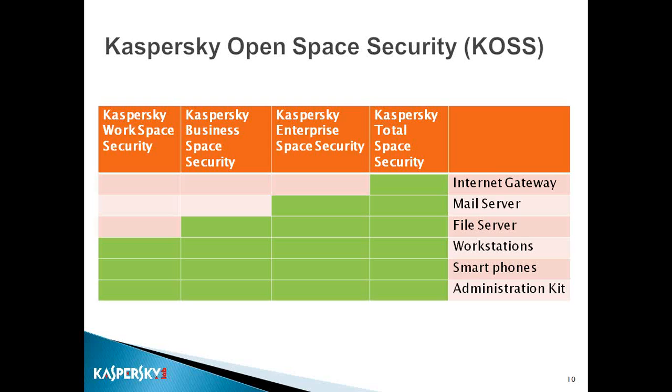This table explains it quite simply. The entry-level product is Kaspersky Workspace Security. That gives you the centralized management kit. It gives you complete coverage of smartphones. So if you have Blackberries or Windows mobile phones or Symbian phones, it gives you security coverage on those devices also, and all of your workstations. So that would give you complete coverage for workstations, smartphones, and the centralized management kit.